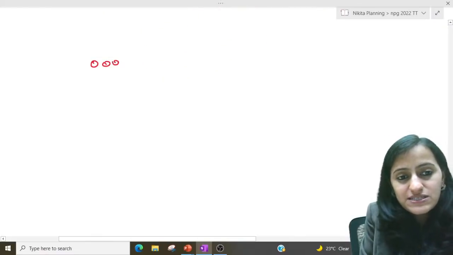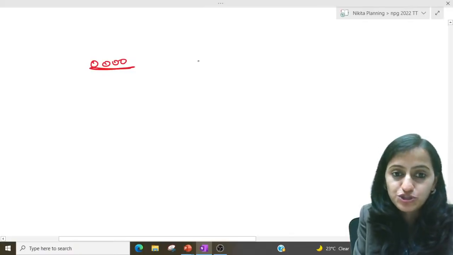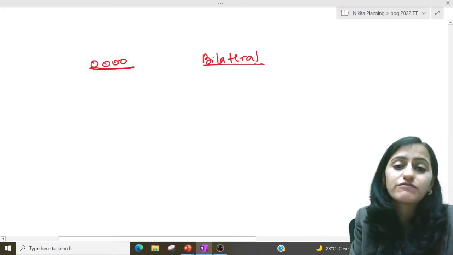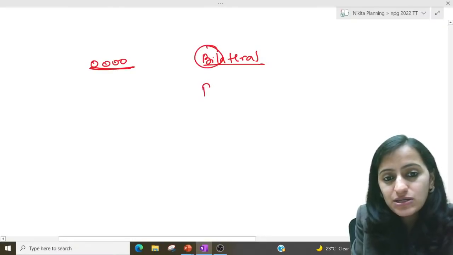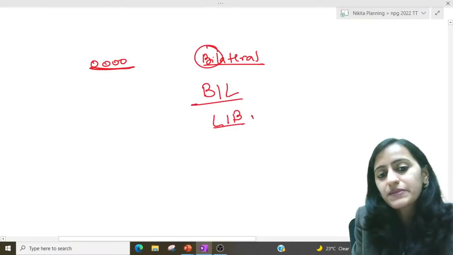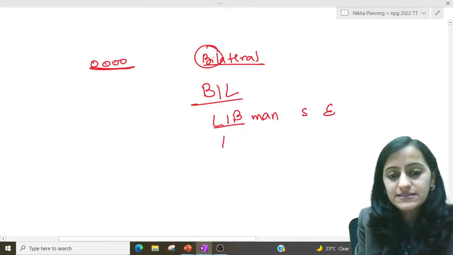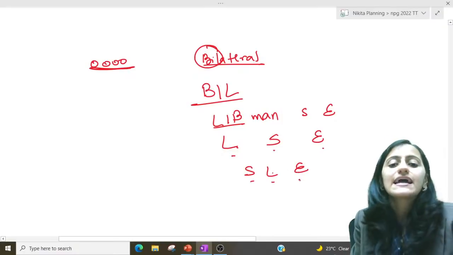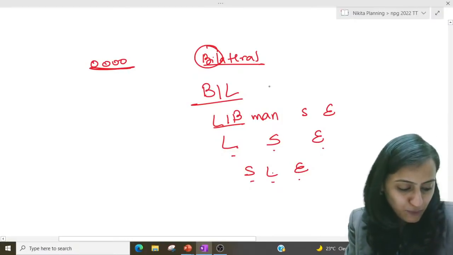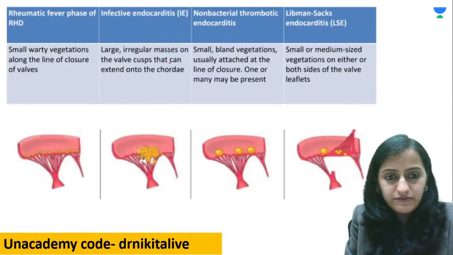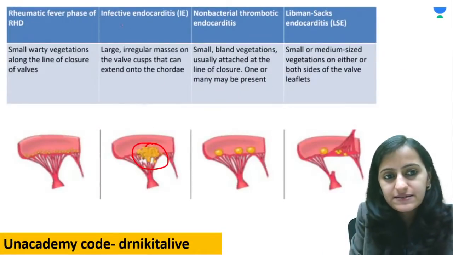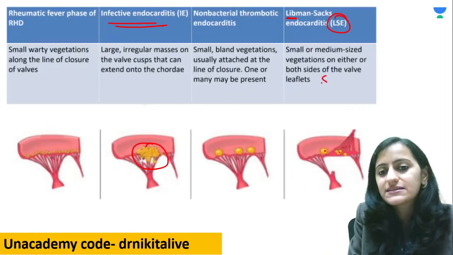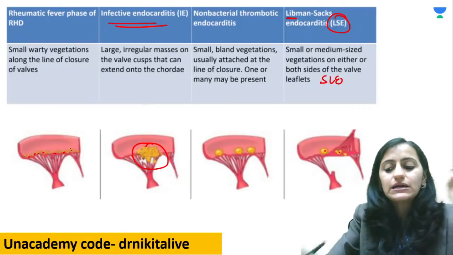The rheumatic vegetations are small warty vegetations along the line of closure. Which is that vegetation which appears on both sides of the valve surface? Remember, bilateral, BIL is LIB, that is Libman-Sacks endocarditis, LSE. And LSE is seen in SLE. Very important. So look at the vegetations here. Large, going to the chordae tendineae: this is infective endocarditis. On both sides, bilateral, is Libman-Sacks, and it is seen in SLE. Rheumatic is small, warty, along the lines of closure.